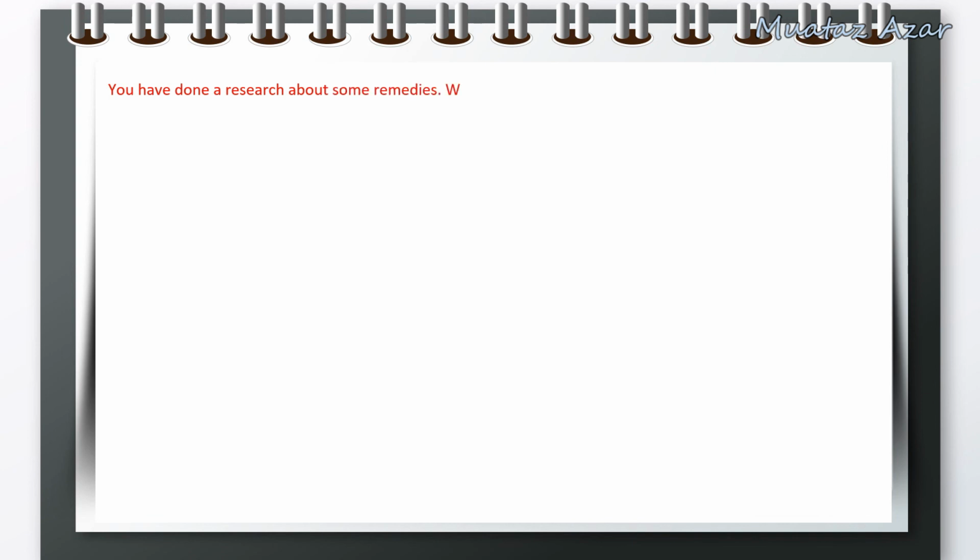You have done a research about some remedies. Write a report, from 200 to 250 words, to the Science magazine at your school on home remedies, using the notes given below.